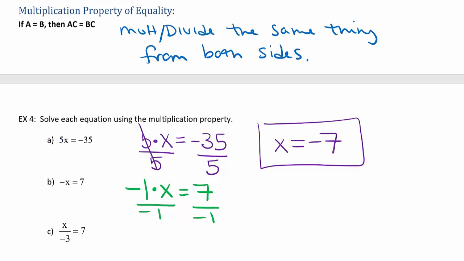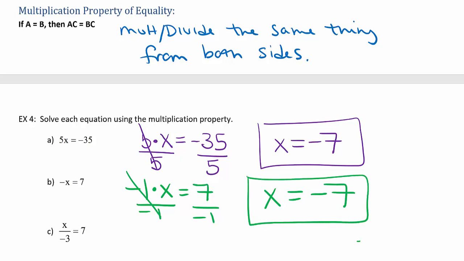Same thought process as above. Negative 1 divided by negative 1 is positive 1, so I get a positive 1x. Oh, and 7 divided by negative 1 is negative 7. So if we want to get rid of multiplication, we can do that with division.